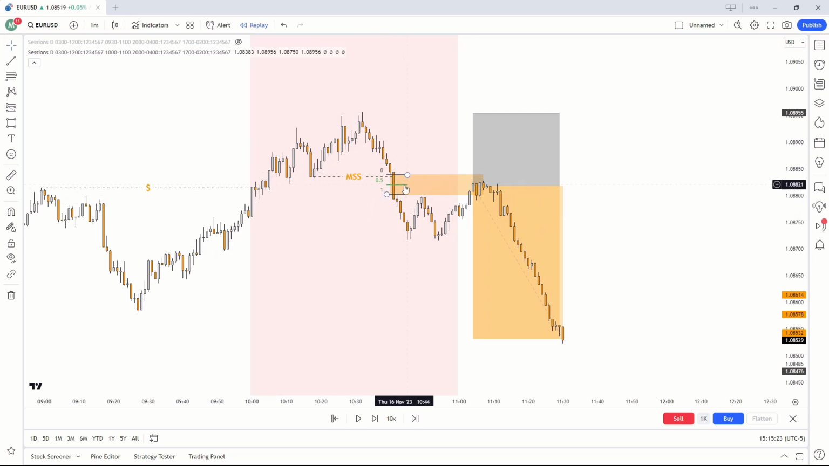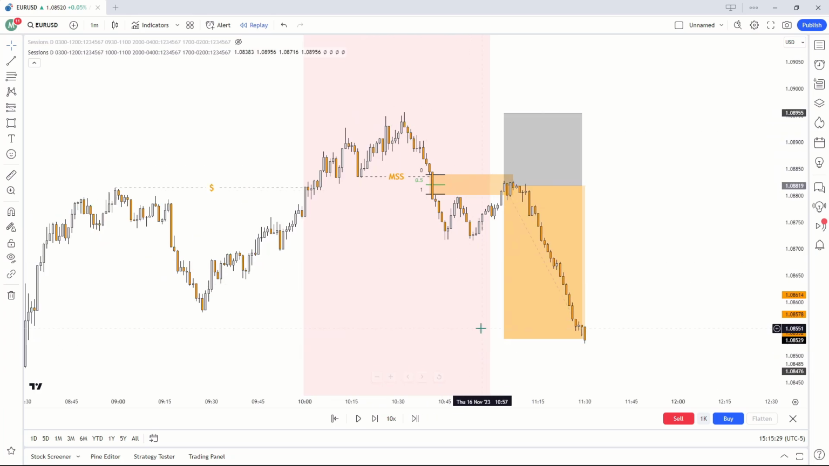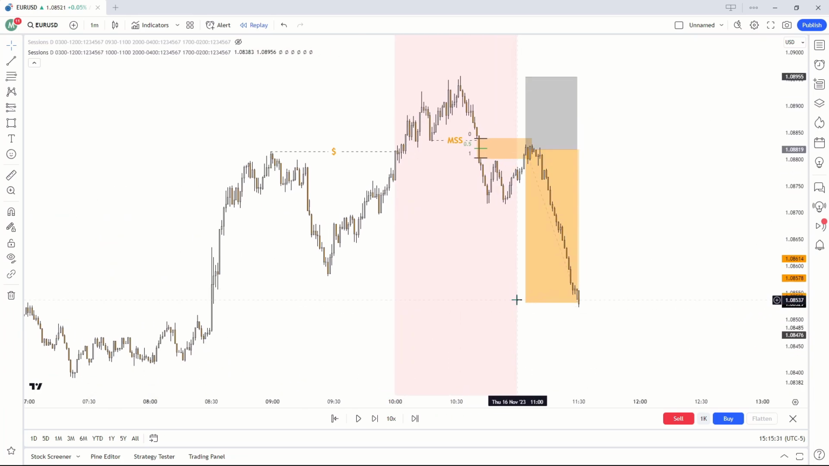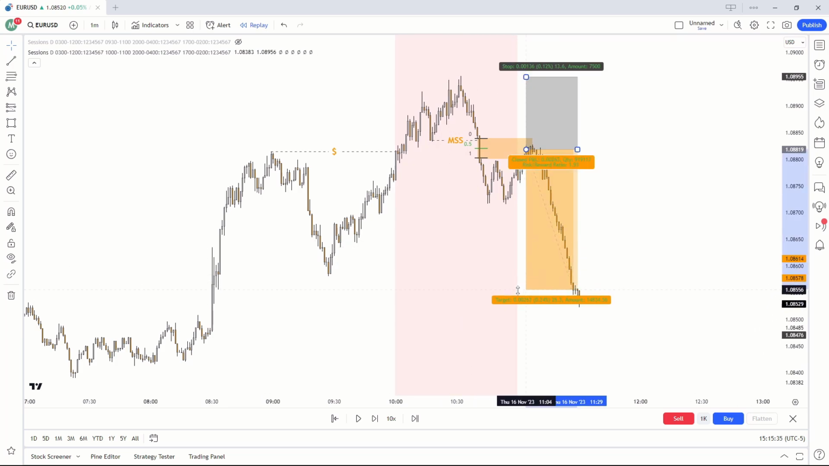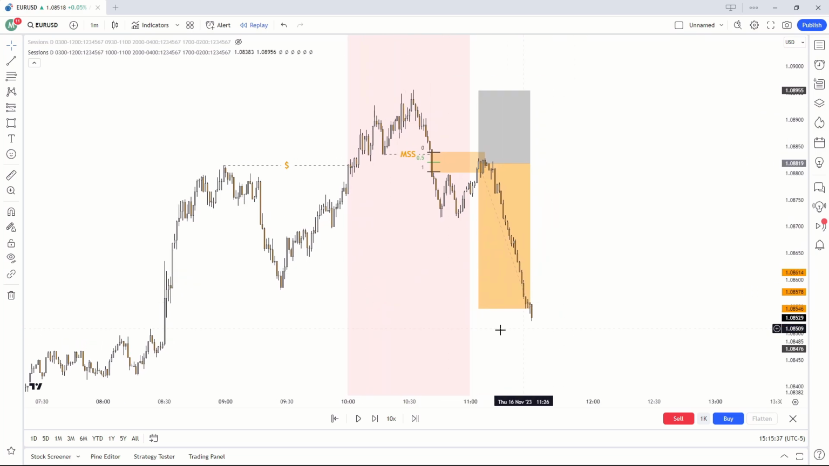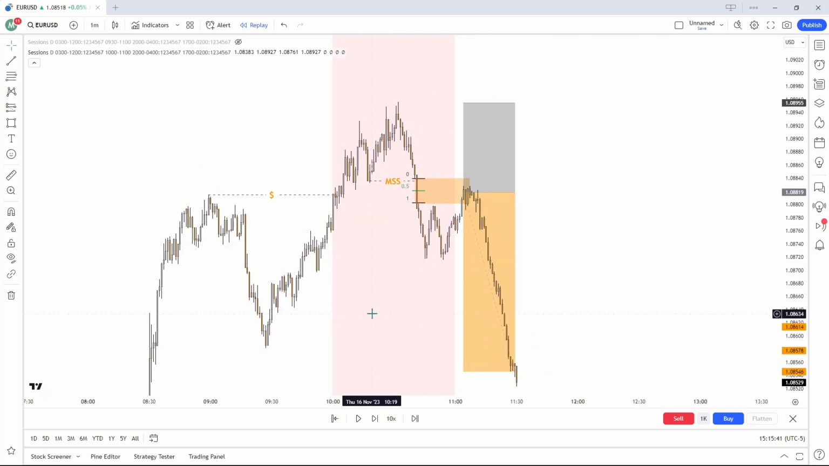So from there, I marked out the 50% of my fair value gap and entered off that 50%. Placed my stop loss above the swing high and took my profit at the next liquidity level. So I could have placed that here, for example. However, I was aiming for a 1-to-2. So you guys can see this trade played out beautifully. So on to the next example.